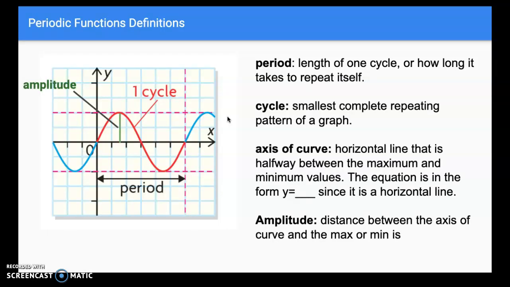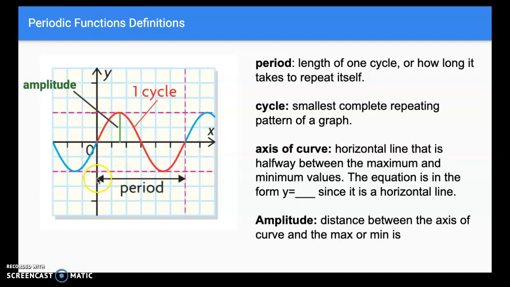So just some definitions about periodic functions. One cycle is the smallest complete repeating pattern of a graph. So you can see here, it starts at 0, it goes up, it goes down, and now it's back at 0, going up. See how these are both going up here? So that means that is one cycle. Okay, so the part in red is one cycle.